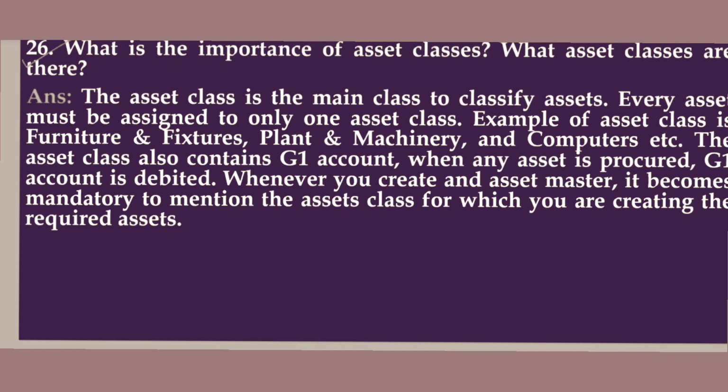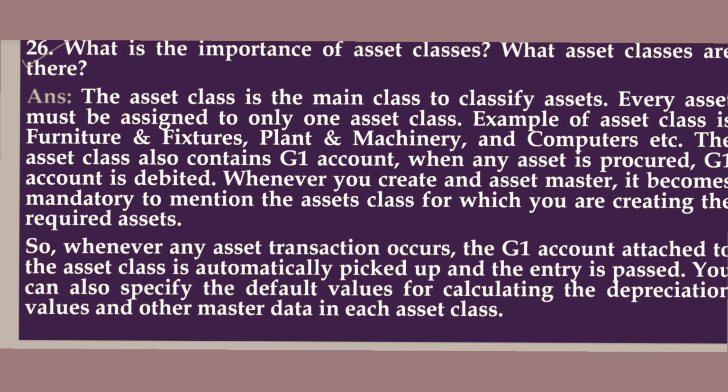Whenever you create an asset master, it becomes mandatory to mention the asset class for which you are creating the required asset. So whenever any asset transaction occurs, the GL account attached to the asset class is automatically picked up and the entry is passed. You can also specify the default values for calculating the depreciation values and other master data in each asset class.